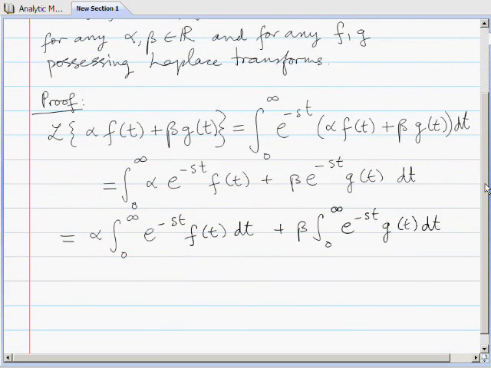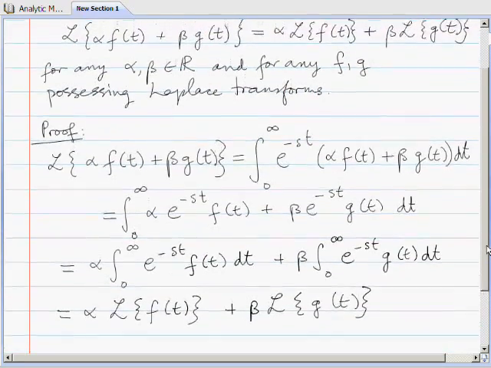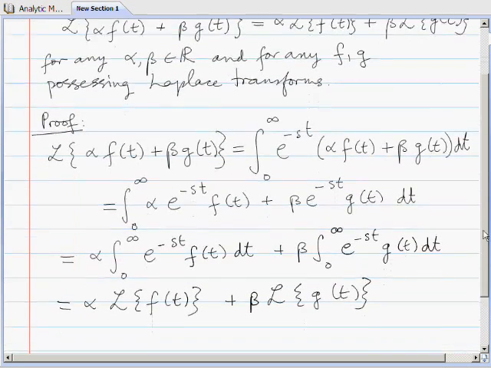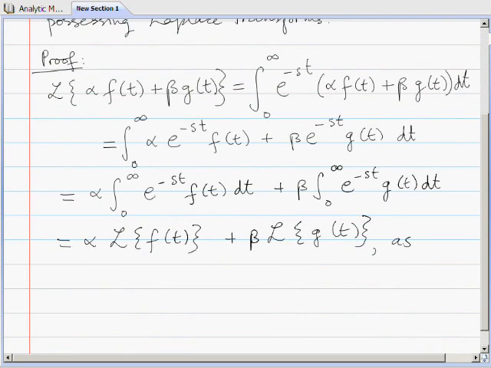Okay, now stop for a second and just look at what we've done. We've got alpha times this integral here plus beta times this integral over here. But of course, this integral we're looking at here is nothing other than the Laplace transform of the function f. And this integral over here is nothing but the Laplace transform of the function g. Just scroll up a bit. Hey presto, that's the result we were trying to prove, right at the top. So you can finish off and say, as required.